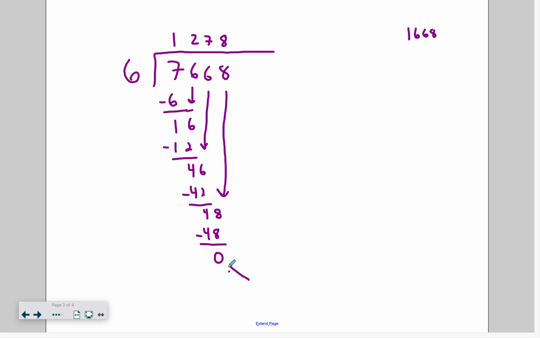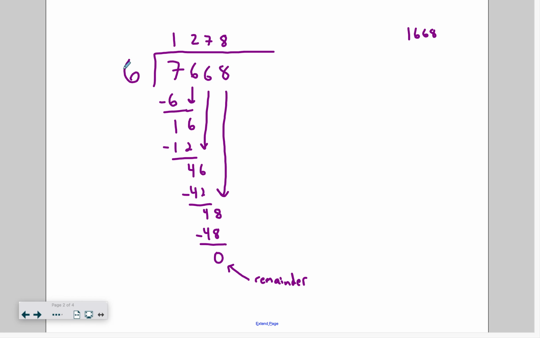This 0 is basically how much was left over after our subtraction. If you get a remainder of 0, that means the dividend is divisible by the divisor. Okay, this is our remainder. There is no remainder. When you get a remainder of 0, this number is divisible by 6. Okay, so lots of things can be said about this.